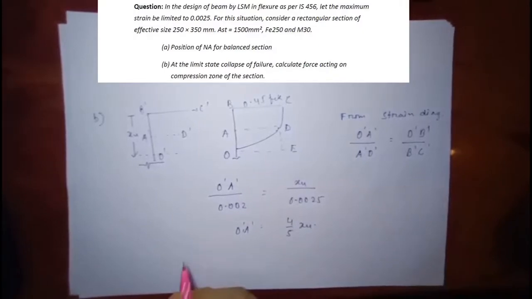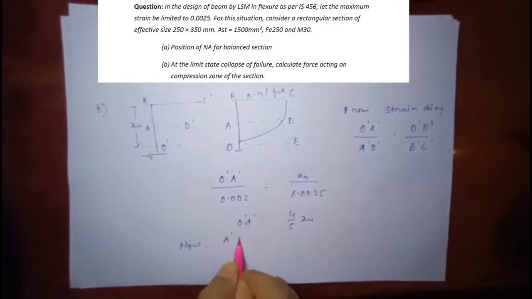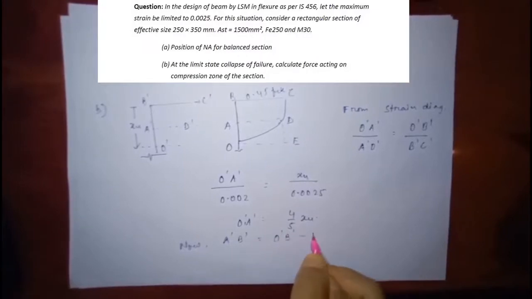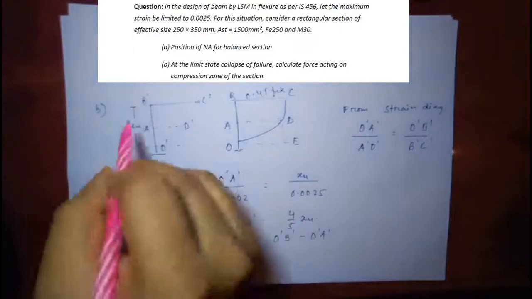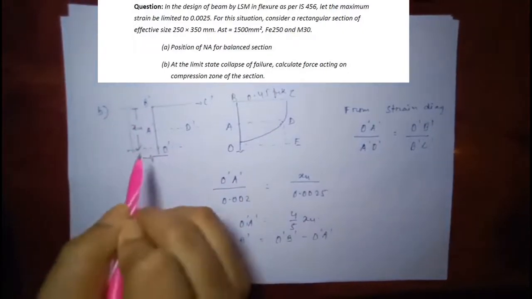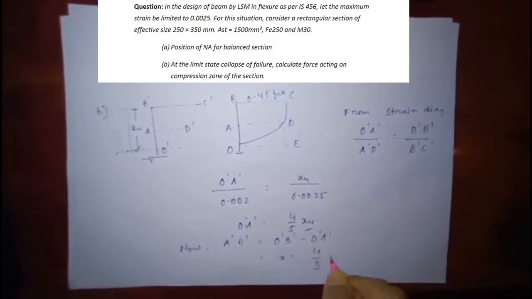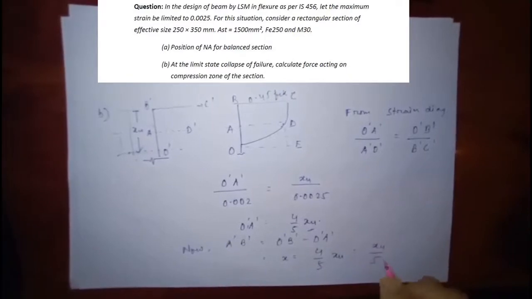Now A prime B prime is equal to O prime B prime minus O prime A prime. You can see in the figure A prime B prime is O prime B prime minus this O prime A prime. So this is given by xu minus 4 by 5 xu, and it is equal to xu by 5. This is the value of A prime B prime.